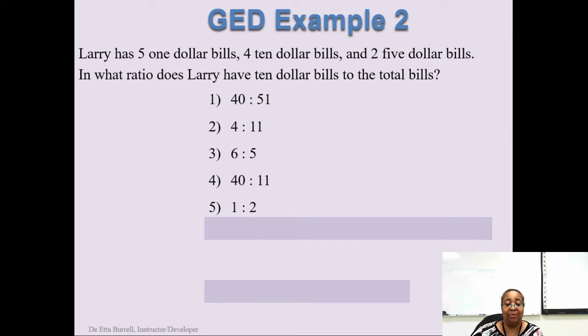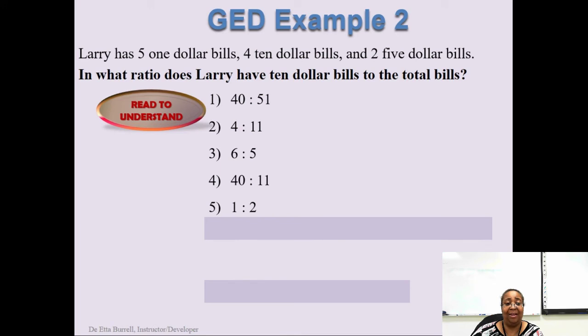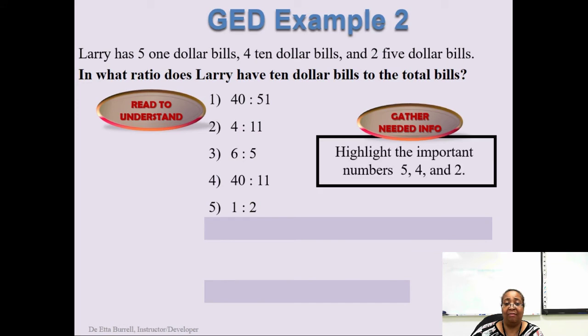So we need to add up. That would be the plan, is to add up how many total bills he's got. So we have 5, 4, and 2, and when we add that up, we get 11. Then we need to write the ratio the way that the question is asking. And the number of $10 bills was 4 when you look up here.